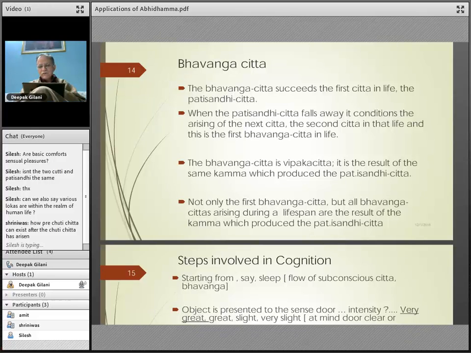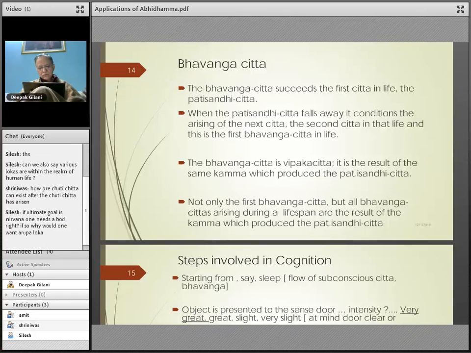When the Patisandhi Chitta falls away, it conditions the arising of the next Chitta, the second Chitta in that life, and this is the first Bhavanga Chitta of this life. And this of course is a Vipaka Chitta, which is the result of the same karma which produced the Patisandhi Chitta. Not only the first Bhavanga Chitta, but all Bhavanga Chittas arising during a lifespan are the result of the karma which produced the Patisandhi Chitta. It does not get changed, it remains the same because it has the latent tendencies which arose at the time of the rebirth.